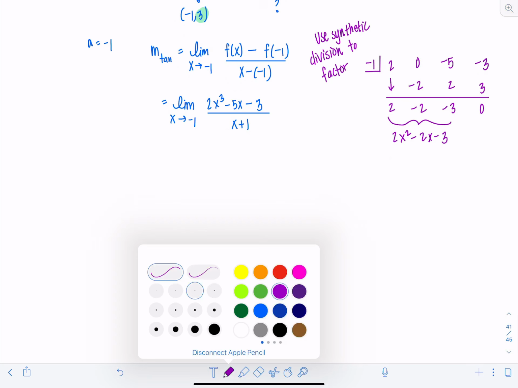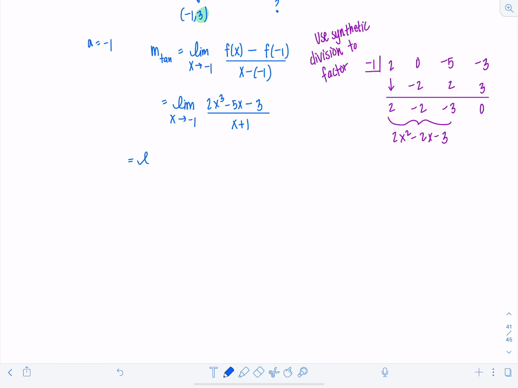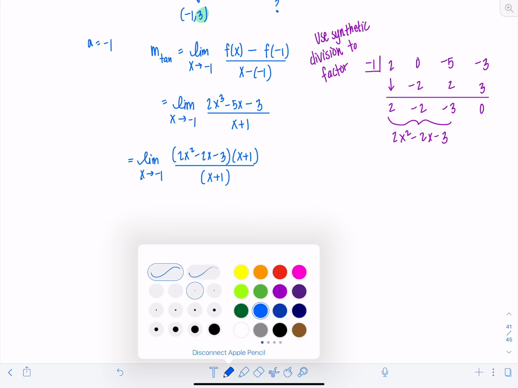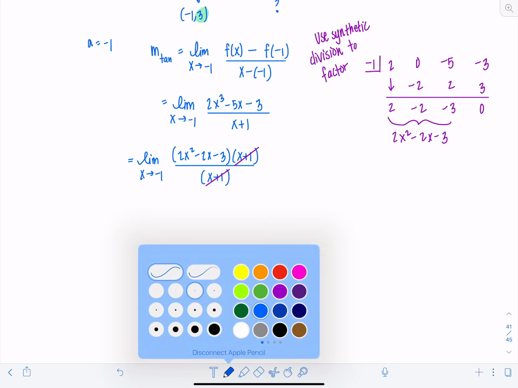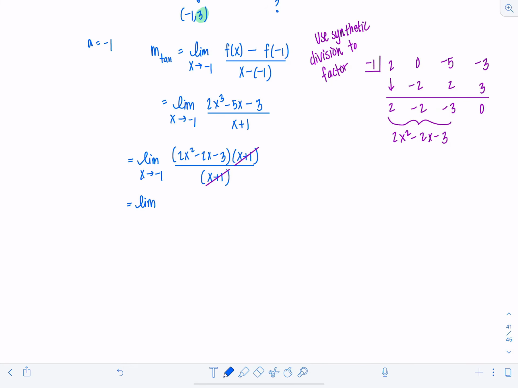Okay, so I'm going to now rewrite the numerator factored. So we have the limit as x approaches negative 1. Now we have 2x squared minus 2x minus 3 times x plus 1, over x plus 1. Perfect. Now we're in business. So we can cancel out x plus 1. And I'm left with the limit as x approaches negative 1 of 2x squared minus 2x minus 3. Okay, great. Can we find the limit now?